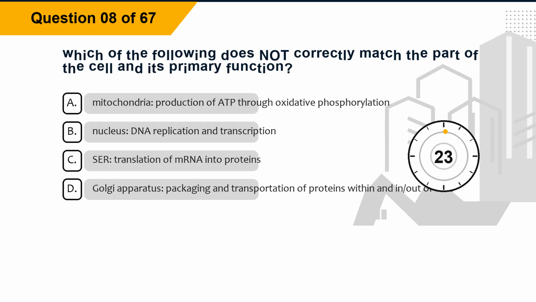Question 8. Which of the following does not correctly match the part of the cell and its primary function? Option A, mitochondria, production of ADP through oxidative phosphorylation. Option B, nucleus, DNA replication and transcription. Option C, SER, translation of mRNA into proteins. Option D, Golgi apparatus, packaging and transportation of proteins within and out of cells.